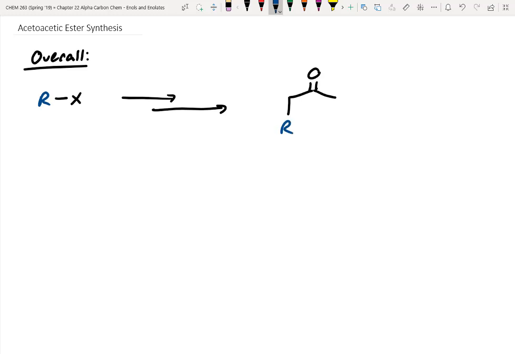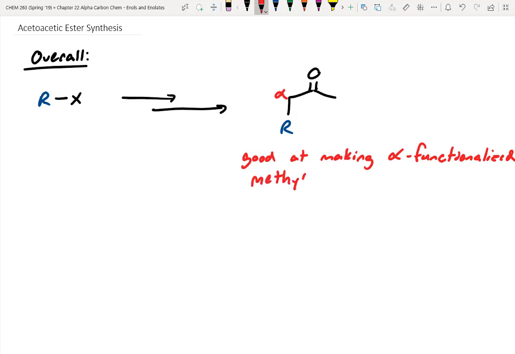This is called acetoacetic ester synthesis. We'll do the same thing. It's not a real word. All right, so same idea. We'll start out with some sort of alkyl halide as our carbon source. And same sort of thing, it's good for making alpha functionalized methyl ketones. The one thing I will really push on is this really only works well for methyl groups, at least as far as this synthesis is concerned. So we're limited to only having that sort of functionality coming off there.